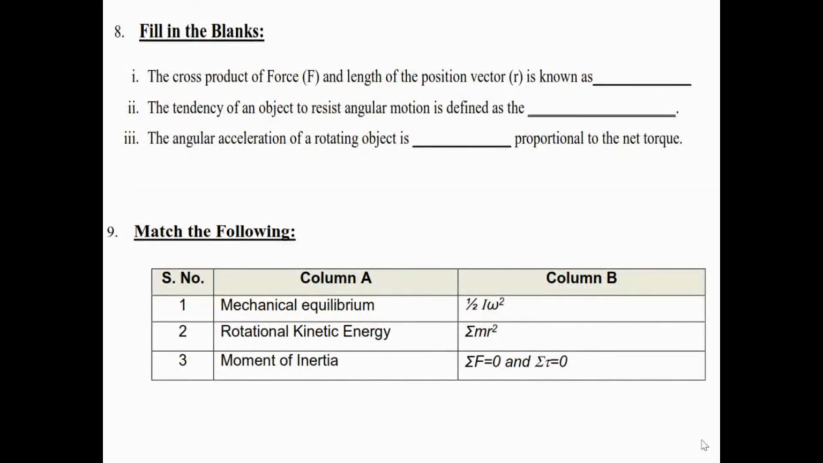The 8th question is fill in the blanks, and the 9th question is match the following. So we are going to answer the fill in the blanks first. The cross product of force and the length of the position vector is known as, what's the answer? It's a torque, because we know the formula. Torque tau is equal to R cross F, cross product. So which is torque. So what's the answer for the first question? The cross product of the force and the length of the position vector is known as torque.